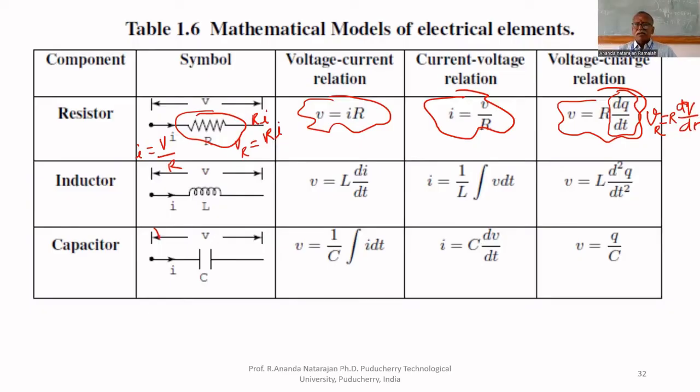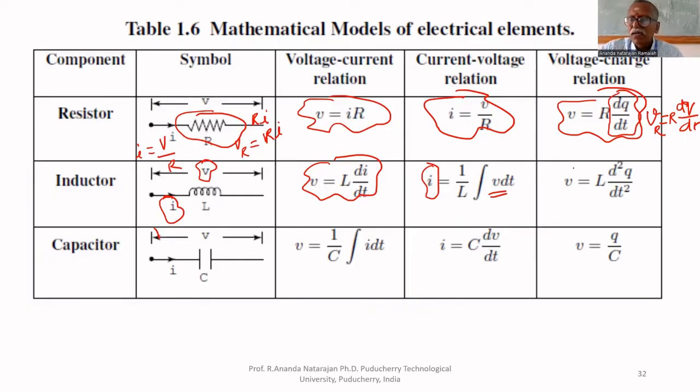If it is an inductor, what is the voltage across the inductor? The current through the inductor is I, and the voltage across the inductor is V. In that case, V equals L di by dt. What is the current through the inductor? 1 upon L, integral of V dt. We have to integrate the voltage.